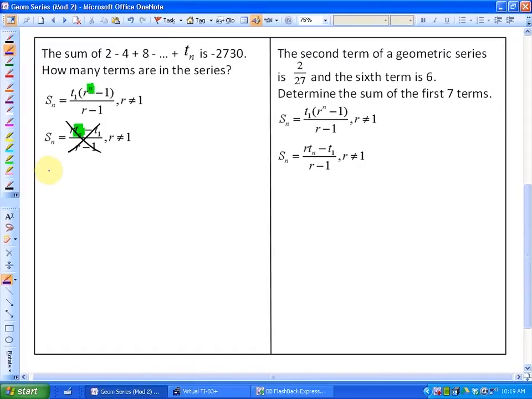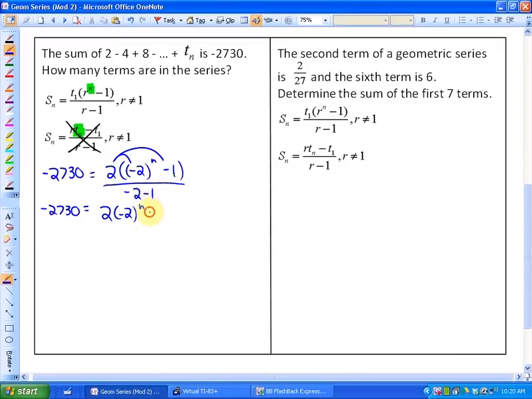We know that the sum of the series is negative 2,730, and that's equivalent to the first term, which is 2, times the common ratio, which I've mentioned is negative 2, to the power of n minus 1, and that's all over the ratio minus 1, so negative 2 minus 1. So if we start simplifying this and solving for the exponent n, we'd have negative 2,730 is equivalent to, if I expand this in, 2 times negative 2 to the power of n minus 2, and that's all over negative 3.